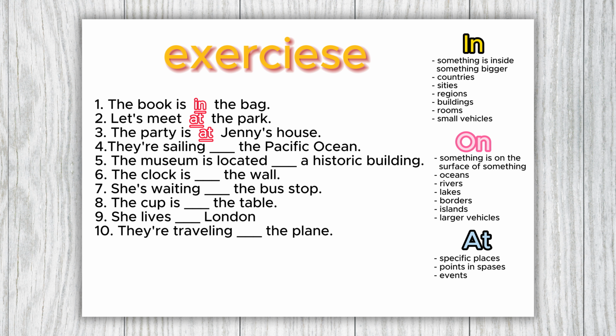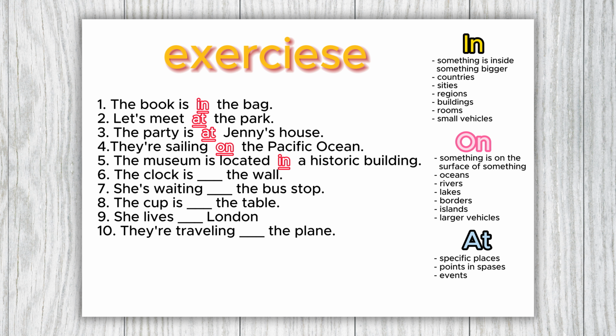Fourth, they are sailing blank the Pacific Ocean. With oceans we use on, so they are sailing on the Pacific Ocean. Fifth, the museum is located blank a historic building. With buildings we use in, so the museum is located in a historic building. Sixth, the clock is blank the wall. If something is on the surface of something, we use on, so the clock is on the wall.